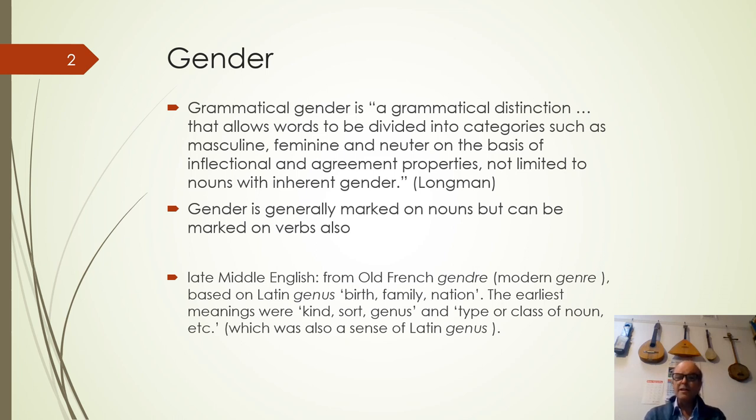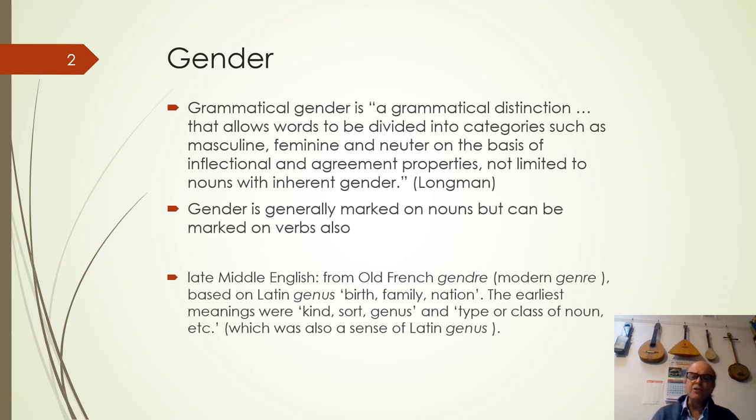So the origin of the word, through Old French and the modern form of that is genre, which is about types as well, goes back to the Latin word genus, a birth, a family, a nation. And the earliest meanings in English were kind or sort, or a type or class of noun. And so we have this word genus, which we use in biology, the genus and species. That's a grouping word, like there's a certain type of living beings that belong to a particular group.